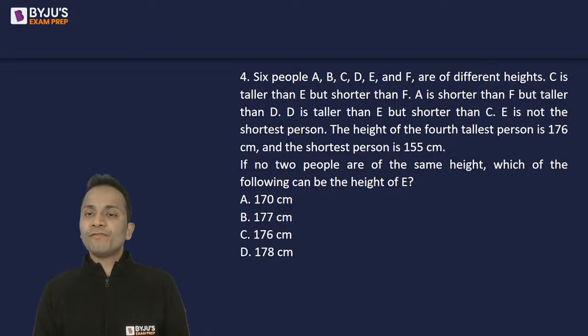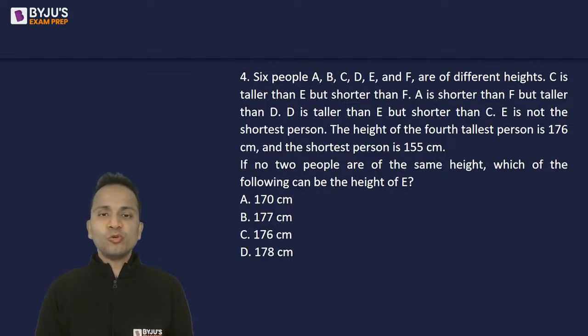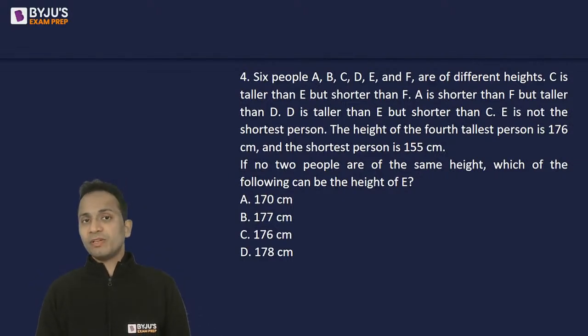The height of the fourth tallest is 176 and shortest person is 155. Further, it says that no two people are of same heights, so all of them are of different heights. Which of the following can be the height of E? So among the given options, which of the following options can be a possible height of E?